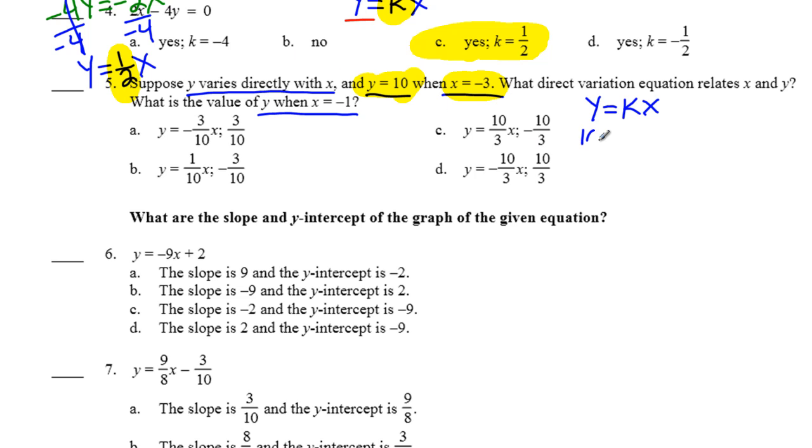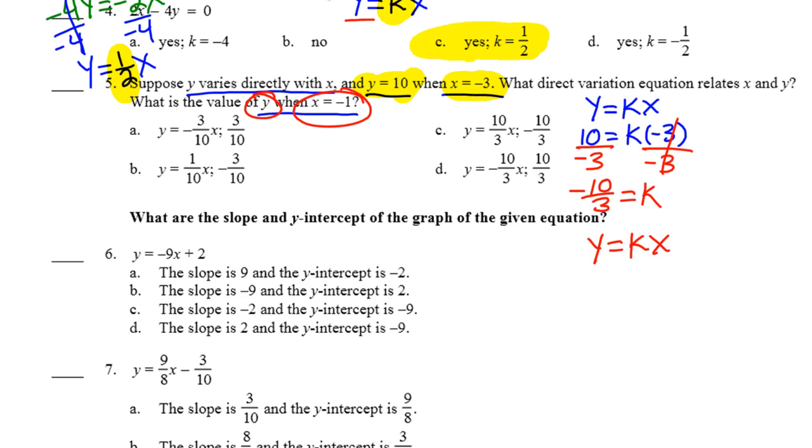So y equals 10 and x equals negative 3. Next we need to solve for k. So divide by negative 3. And so we get negative 10/3 equals k. Okay, so we got negative 10/3 equals k, but we're trying to find out what is y when x equals negative 1. So we need to take y equals k times x again, plug this negative 10/3 that we found into here for k, and also plug this negative 1 in for x.